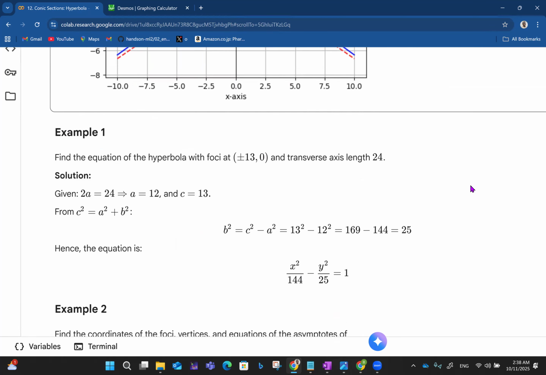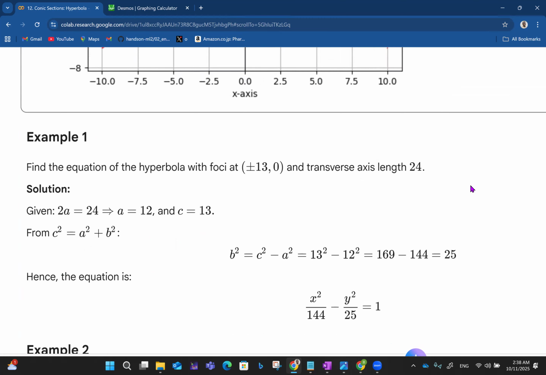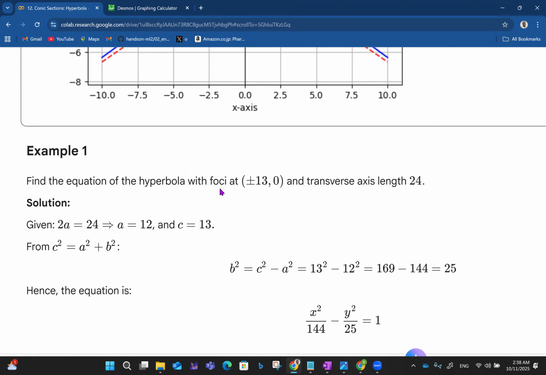So let's take our first example. It says, find the equation of the hyperbola with foci at plus or minus 13, comma 0, and transverse axis length of 24. So in this case, it tells us that 2a equals 24 because that's the transverse axis length. So a is 12 and c is 13. That's talking about the foci. So from c squared equals a squared plus b squared, we can easily get the b because we weren't given that. That's the conjugate axis length, I believe.